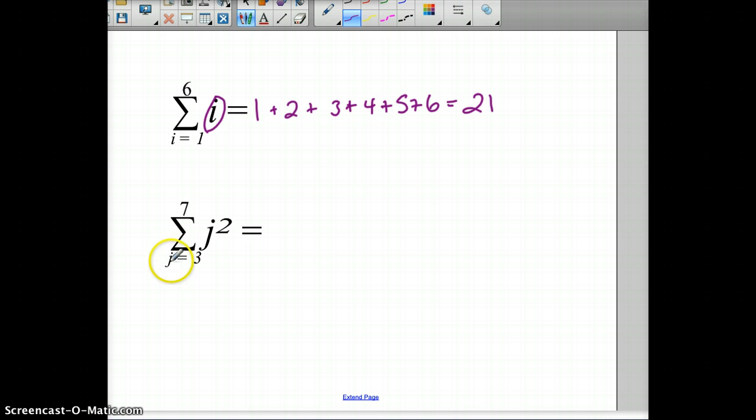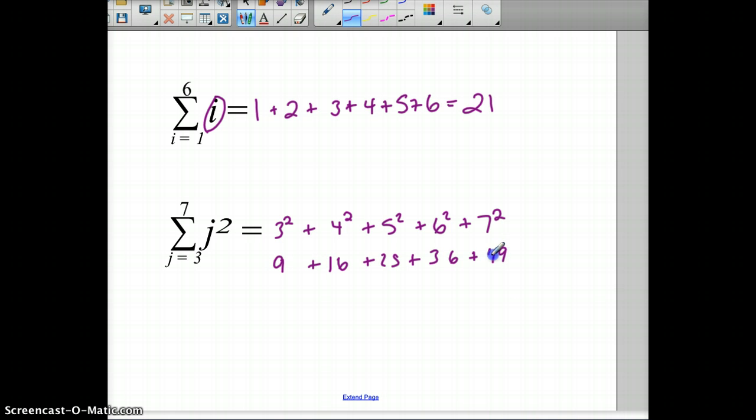Or we can start at 3. Notice our index of summation is j this time, and our ith term, or jth term in this case, is j squared. So we're going to put a 3 in there and we'll have 3 squared. Then put a 4 in and get 4 squared. And then 5 squared and 6 squared, and I know the last number I plug in is 7 squared because that's my upper bound. So I'll have 9 plus 16 plus 25 plus 36 plus 49. And we can all do the math on that. 135.